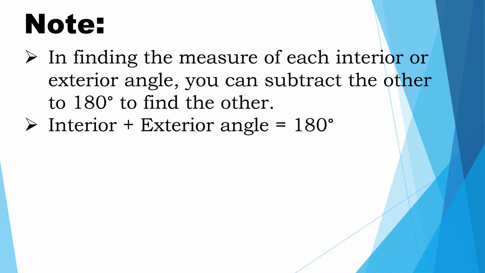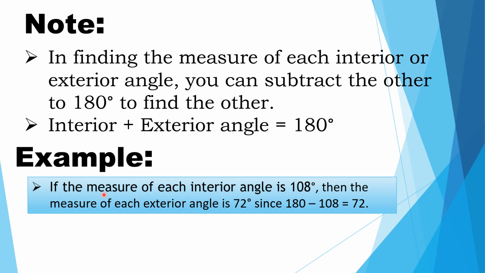Note that in finding the measure of each interior or exterior angle, you can subtract one from 180 degrees to find the other. Interior plus exterior angle is equal to 180 degrees. Example, if the measure of each interior angle is 108 degrees, then the measure of each exterior angle is 72 degrees, since 180 minus 108 is equal to 72.